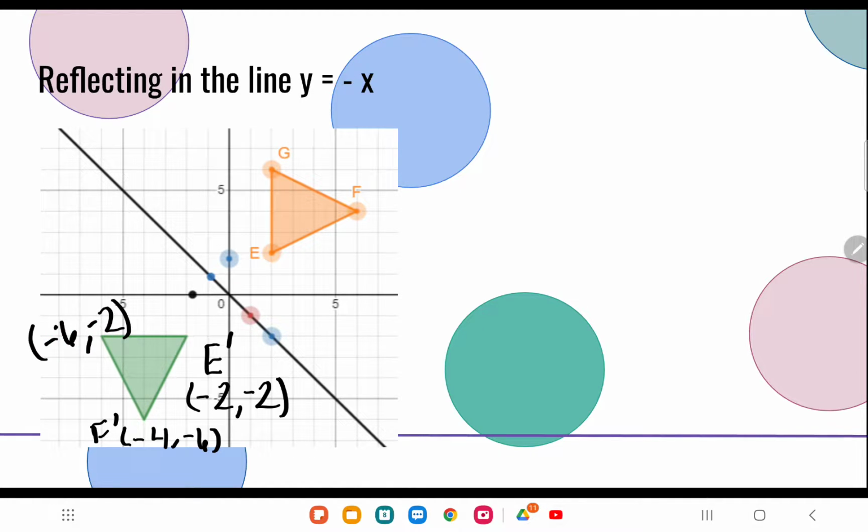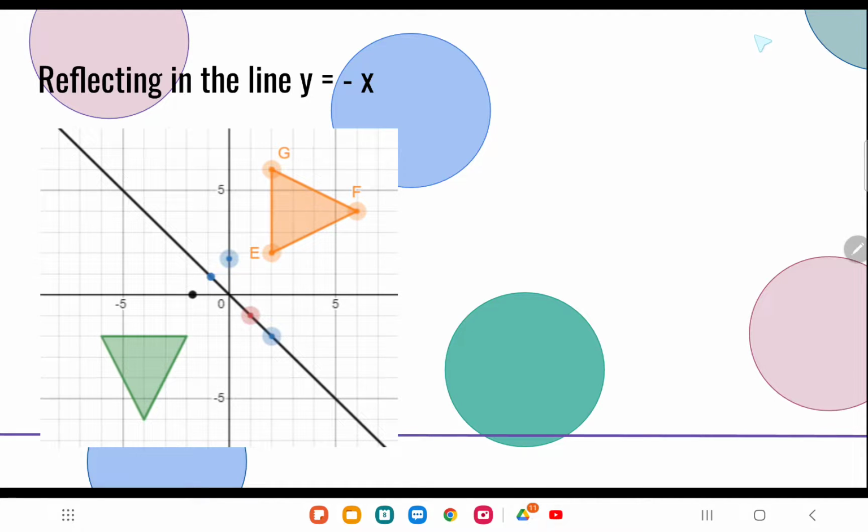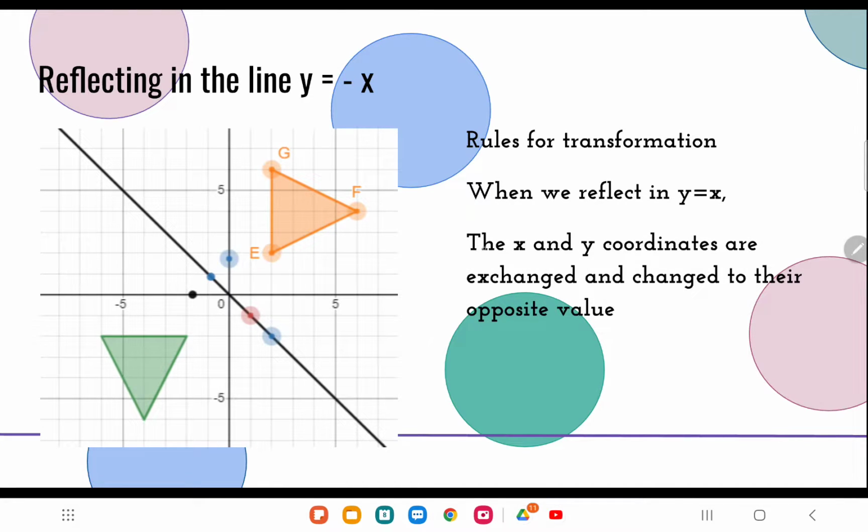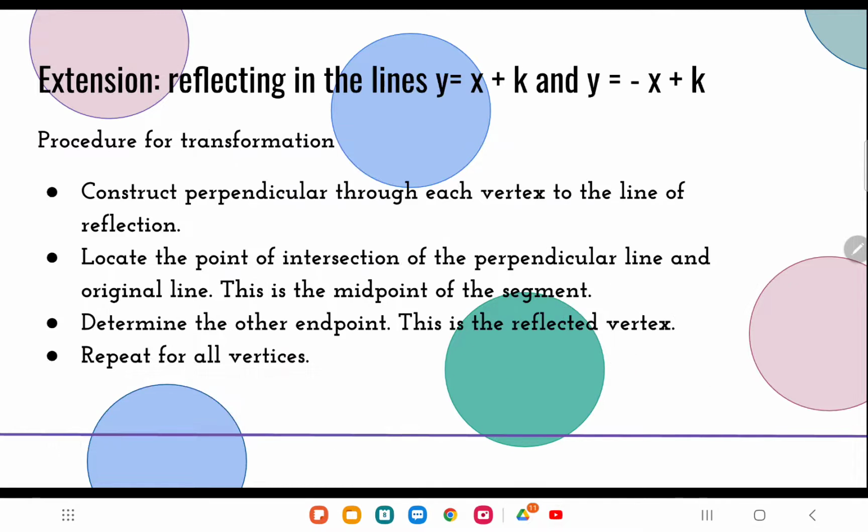So you may notice a pattern here that I have reversed the order of the coordinates and changed both of them to the opposite. So that is my rule for reflection there. My original coordinate point x, y, the order is flipped and it is changed to the opposite value. Therefore, x, y becomes negative y, negative x.